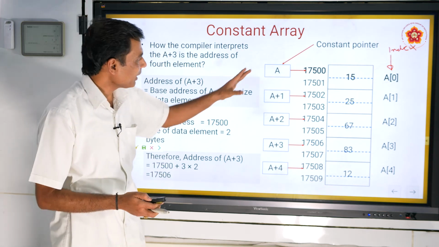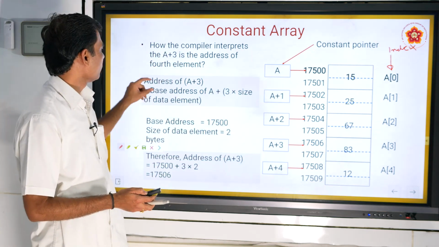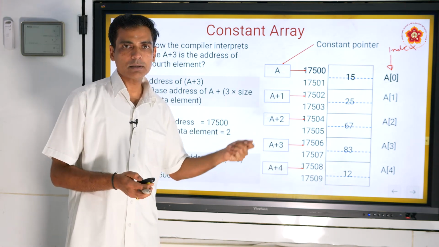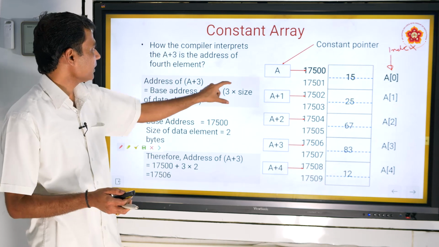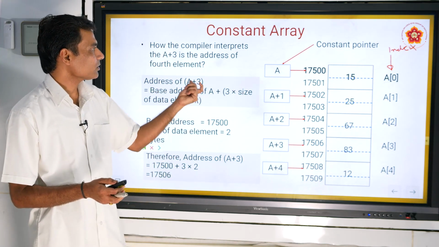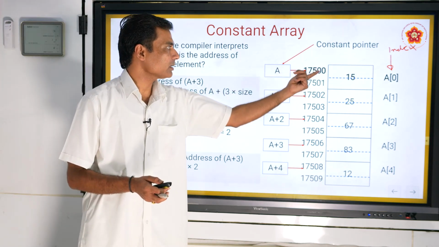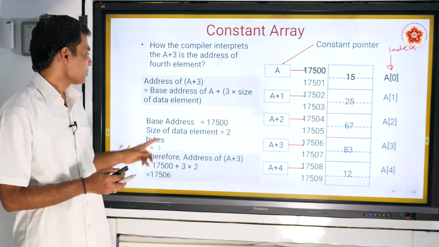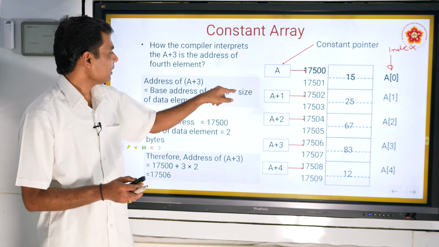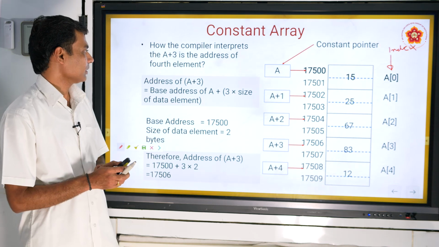So how does the compiler interpret these expressions? What is A plus 3, how does it interpret when you add a constant to a pointer? It interprets with the help of this particular formula. The formula is base address of A plus 3 into size of data element. What is the base address of A here? 17,500.